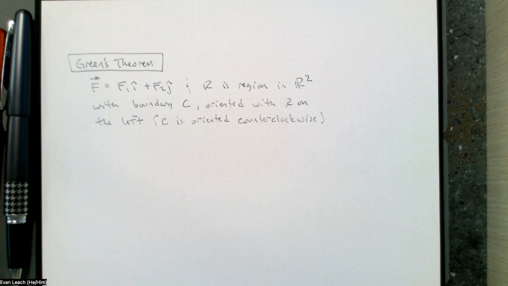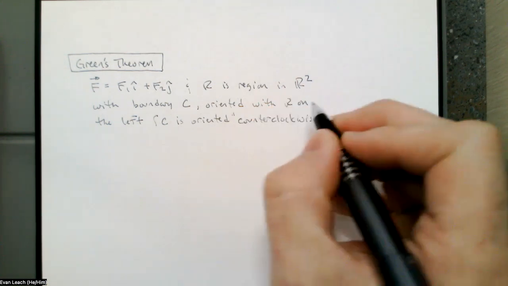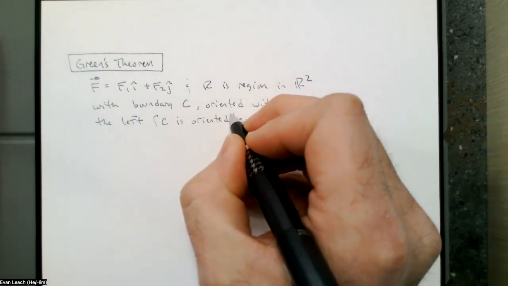So here are the things that we want. We've got a vector field in R2. Green's theorem is going to apply to vector fields in R2. And we've got some region in R2 with the boundary C, oriented with the region on the left. So C has counterclockwise orientation. It's not exactly round, so let's put this in quotes.